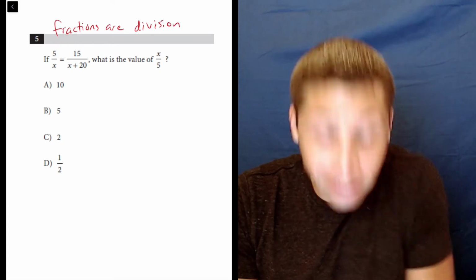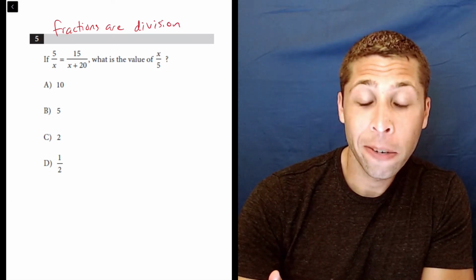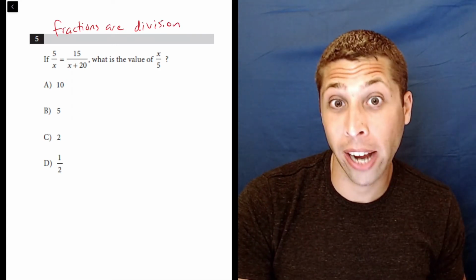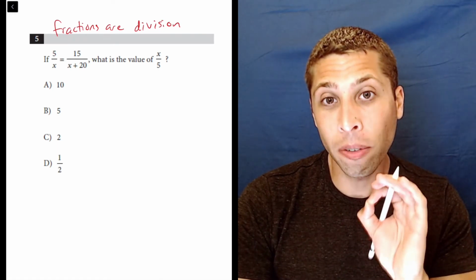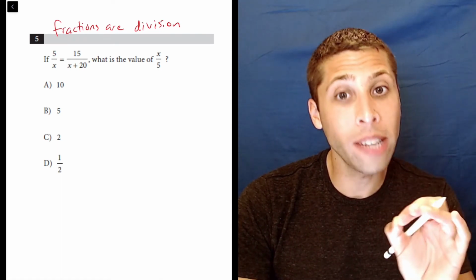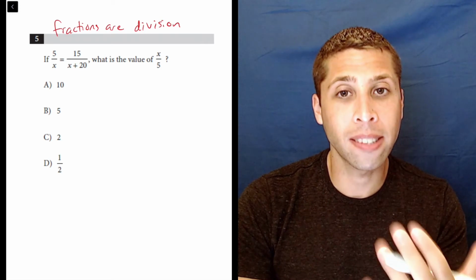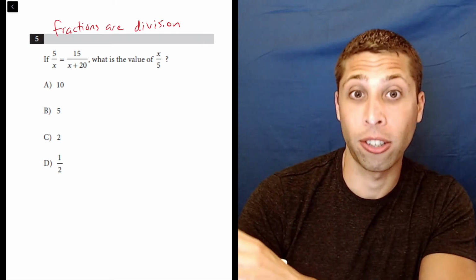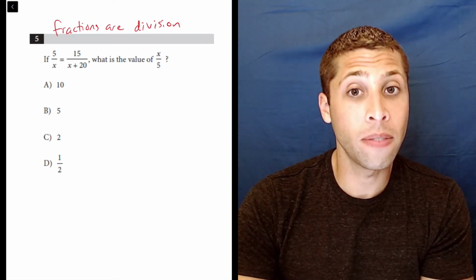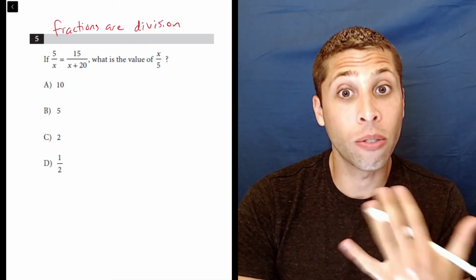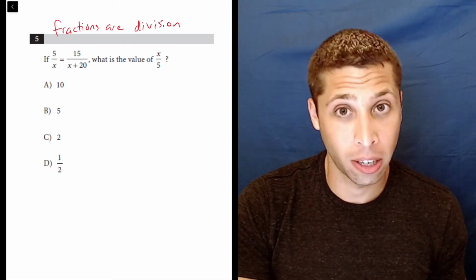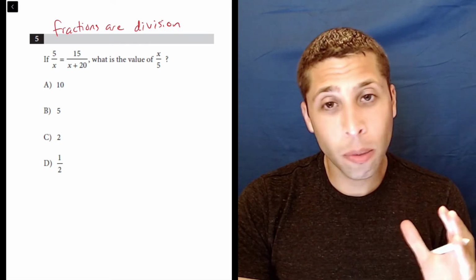Yeah, fractions are division. You know how to divide, right? So if you know how to divide, you know how to use fractions. So we need to remember whenever we see fractions in equations, there are ways of canceling them out. We can look at them as fractions, or we can look at them as division. And division, we know, goes very, very well with multiplication. So there's lots of ways to think about it.